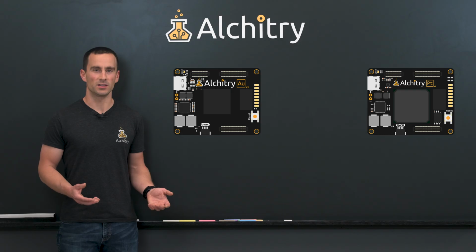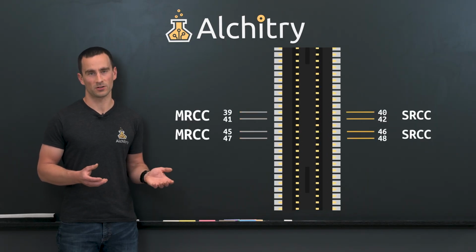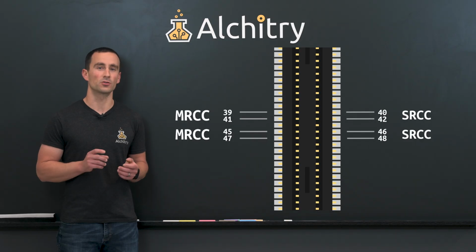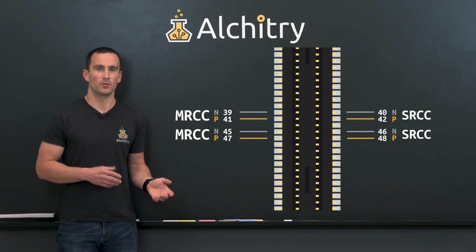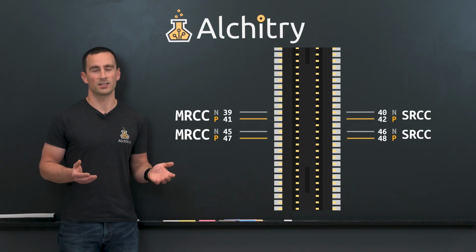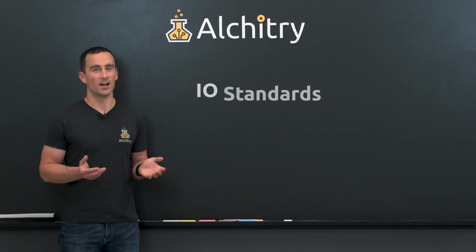On the AU and PT, you may have noticed that both pins of a pair are labeled MRCC or SRCC. However, internally, there's only one clock connection, and it's connected to the positive pin in the pair. They're both labeled this way to indicate that they can accept a differential clock signal. This rolls into our next topic nicely: I/O standards.